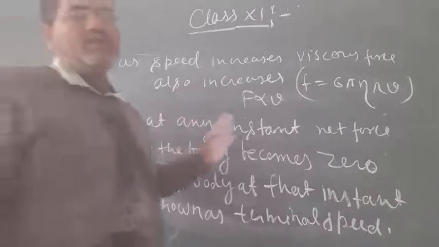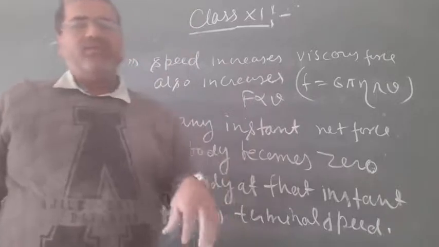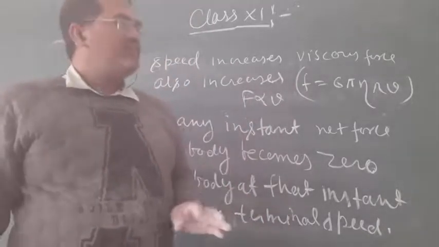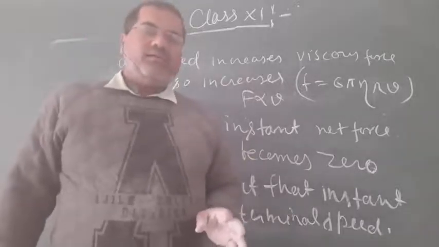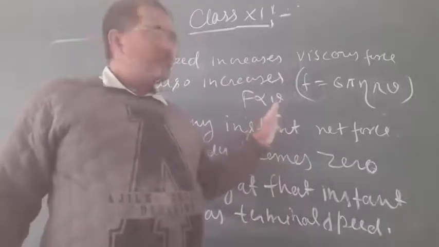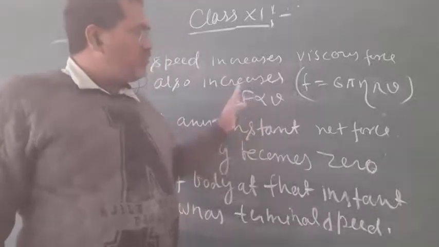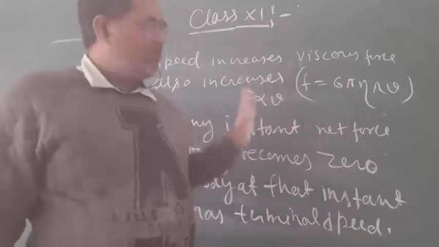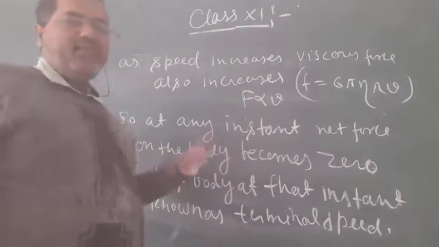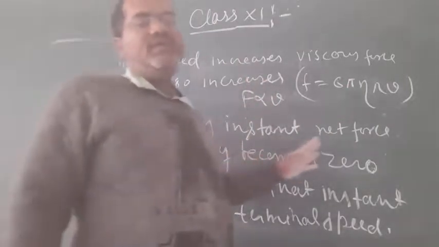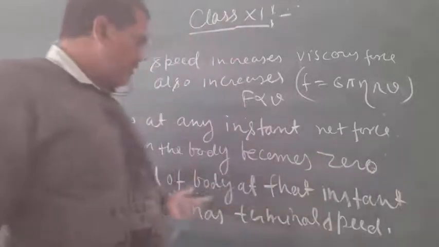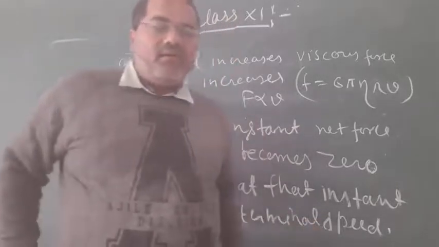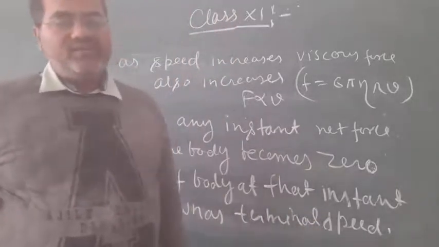So, as you see, when a body is dropped in a liquid of less density, then the speed of the body will increase due to gravity, and since speed increases, it means viscous force also increases as F equals 6 pi eta R V. So after some time, at any instant, you can say the net force on the body becomes zero, and the speed of the body at that instant is called terminal speed, which is constant.